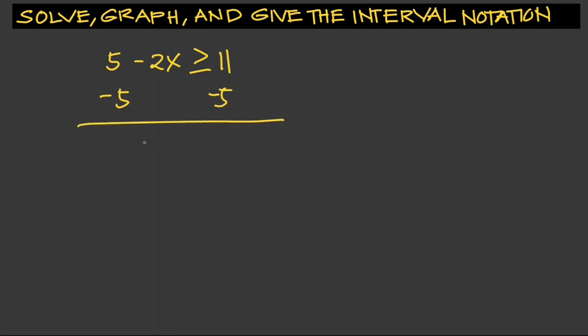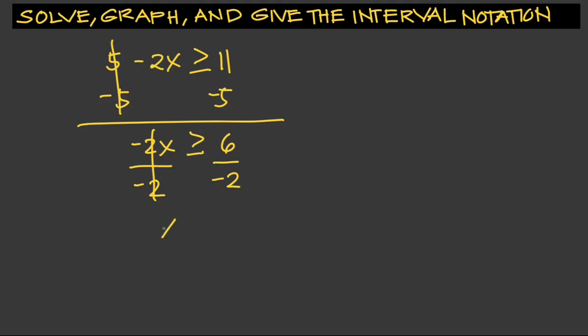So that would become -2x, because this cancels out. -2x greater than or equal to 11 minus 5, that is 6. And then we divide both sides by -2. Okay, this cancels out. So whenever we divide negative numbers to inequalities, we flip the sign. We flip the inequality symbol. So in this case, our original inequality symbol is greater than, so we flip it to less than.